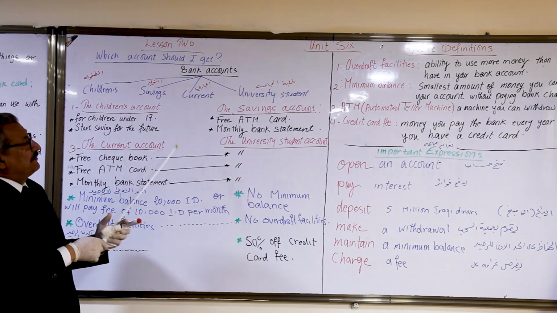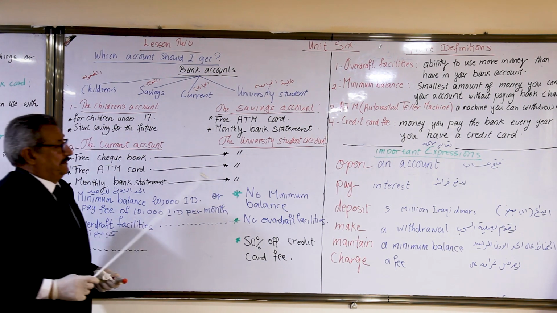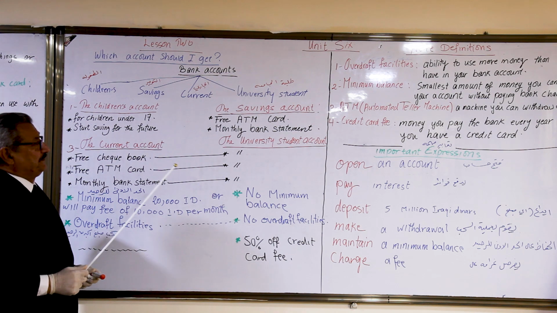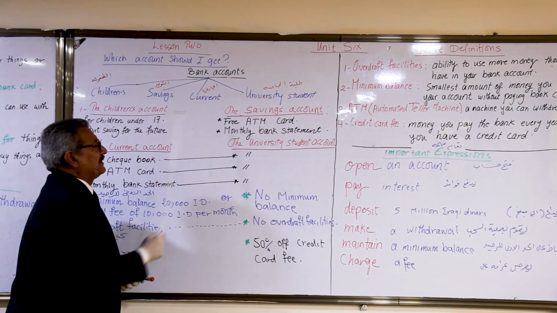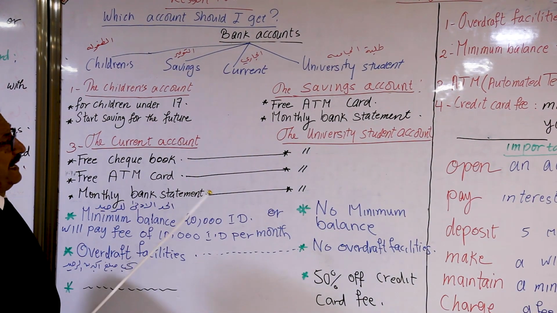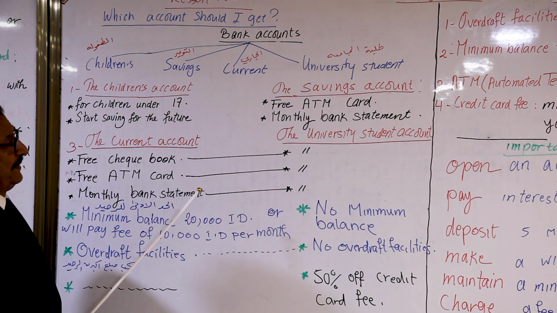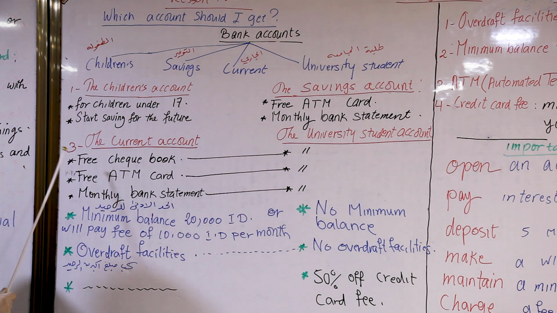Open a saving account, you are given a free ATM card, بطاقة سحب مجانية, and you are given a monthly bank statement, كشف حساب شهري. هذه مميزات السيفنج account. في حين مميزات children's account for children under 17 will start saving for the future.